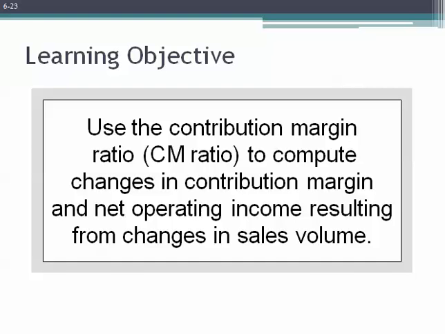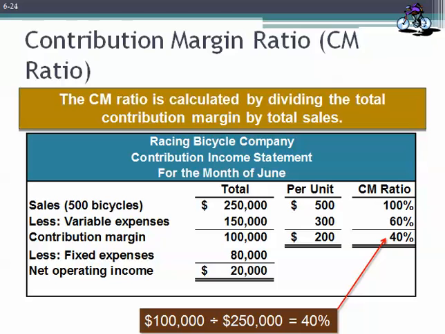Let's use the contribution margin ratio to compute changes in our contribution margin and net operating income resulting from changes in our sales volume. Our contribution margin ratio is calculated by simply dividing our total contribution margin, which in this case was $100,000, by our total sales of $250,000. We have a contribution margin ratio of 40%.